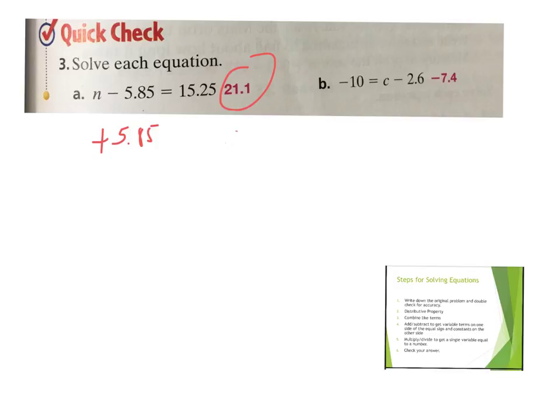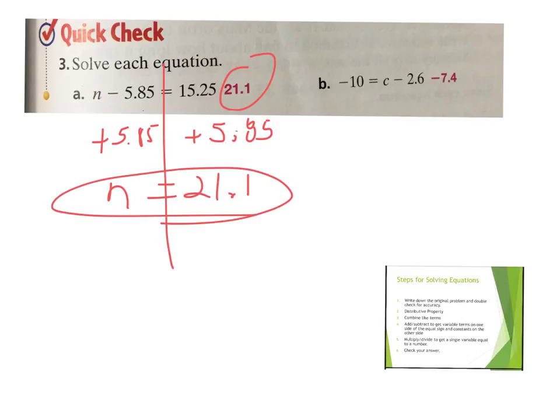Let's see, so back here. So add 5.85 to both sides. And we find that n equals, well, you're adding 15.25 and 5.85, 21.1. You might have 21.10 maybe. 21.1 is just fine, though.